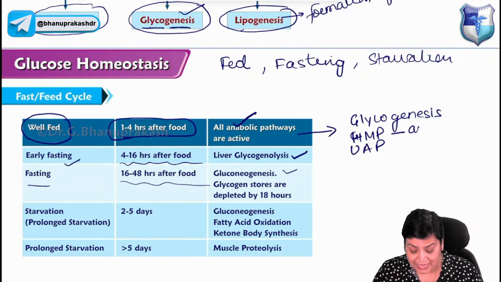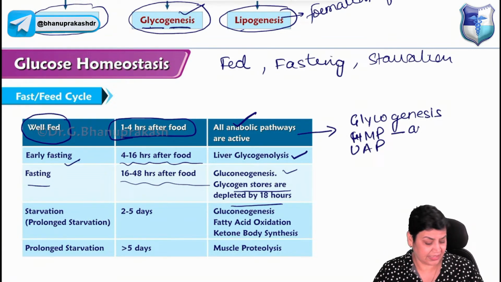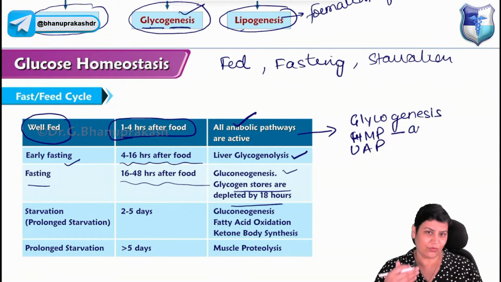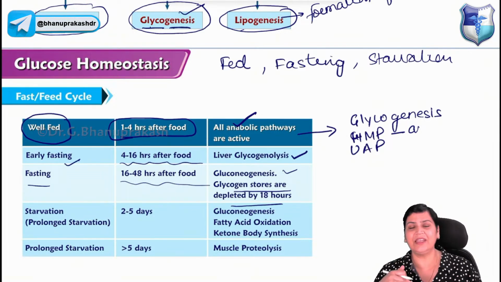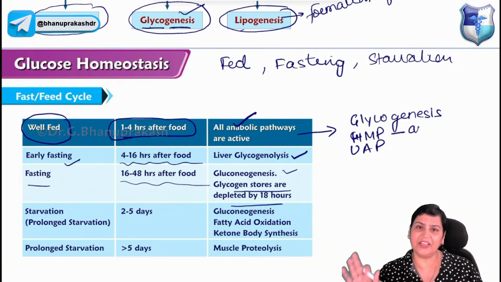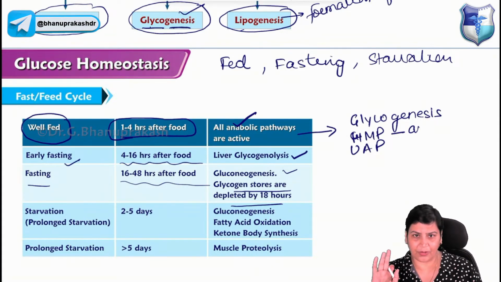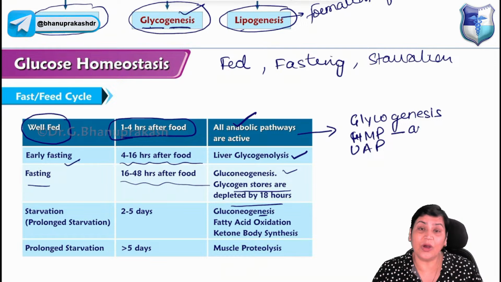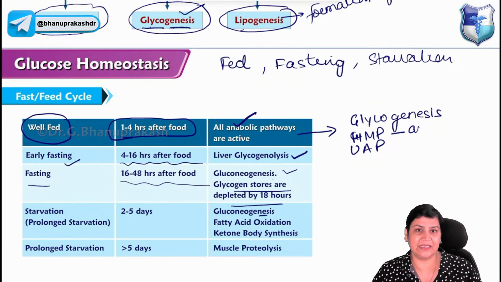Why? Because glycogen stores are depleted by 18 hours. Whatever stored form of glucose is there, in the form of glycogen, it will be finished in this 12 to 16 hours. Then which process will occur? Gluconeogenesis, because the body requires glucose, isn't it? So another source of glucose will come, which is gluconeogenesis.